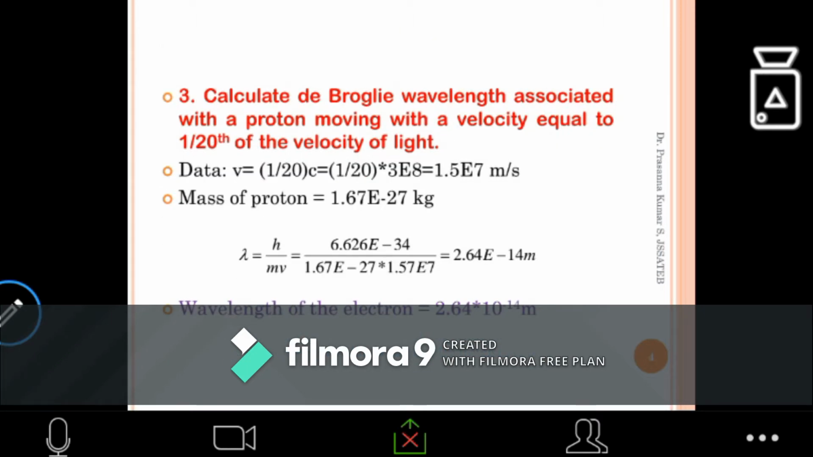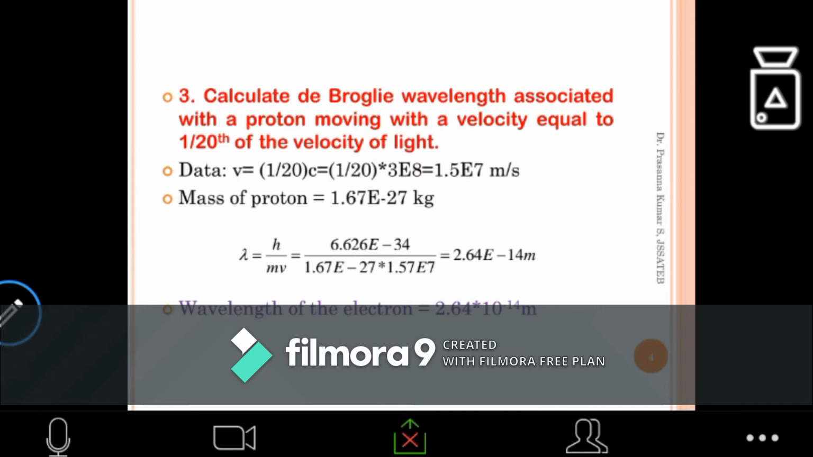Now in the third one, calculate the de Broglie wavelength associated with a proton. See, I told you that we are dealing with quantum mechanics. Whenever you measure the de Broglie wavelength, we are certainly dealing with microscopic particles. If you apply it to macroscopic particles, as you have seen in the previous numericals, the values you get are ultimately very, very negligible, and you cannot expect a physically observable quantity.